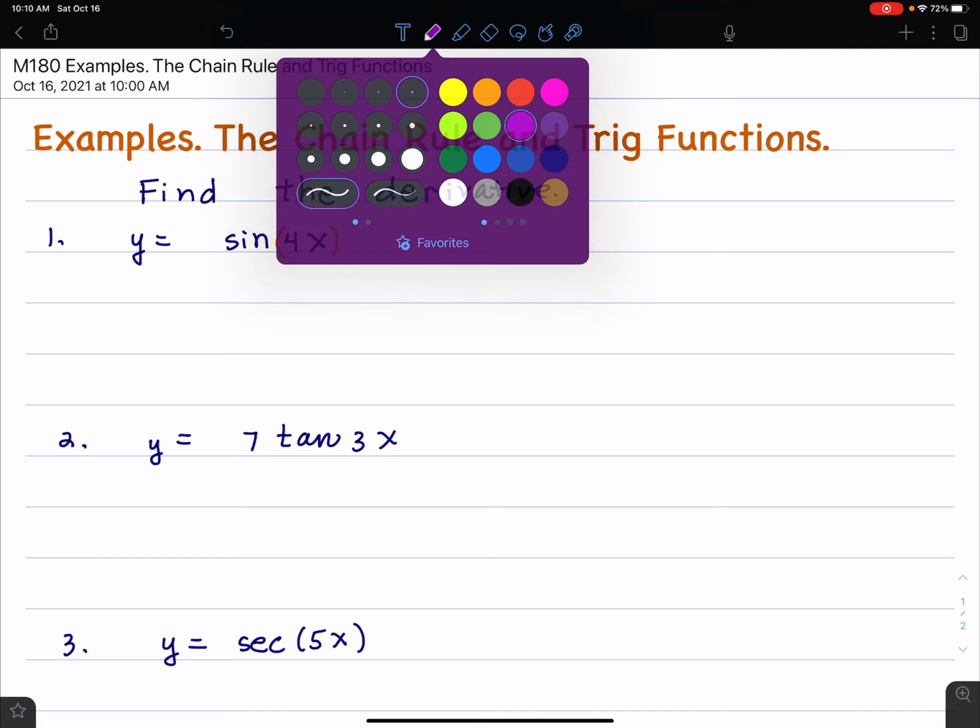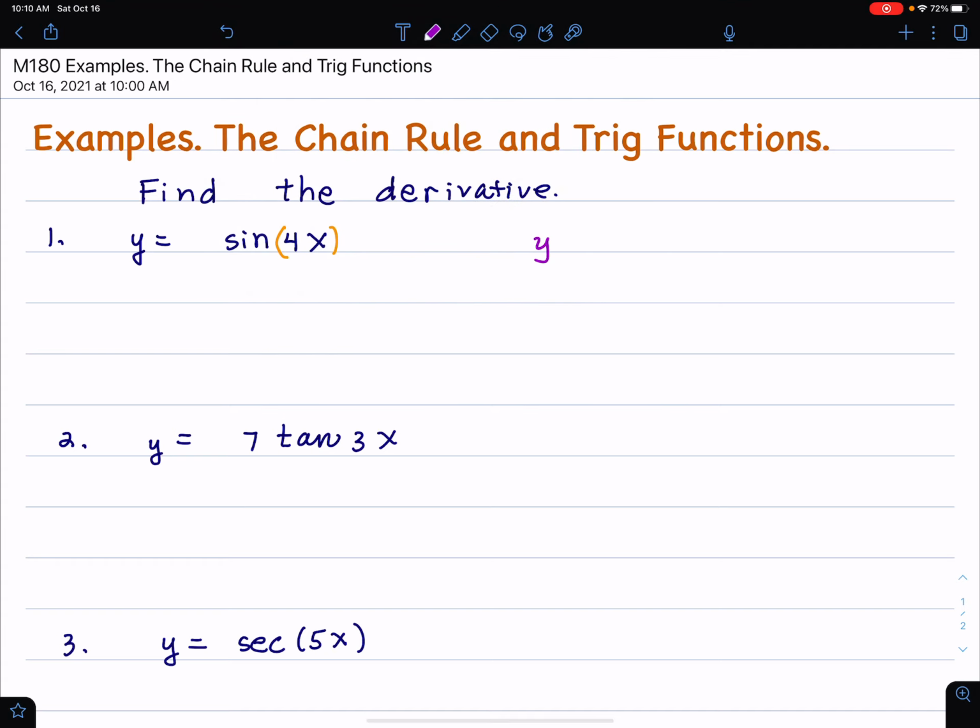Then if I want, I can write on the side of the paper y equals sine of u, and u equals 4x. The way the chain rule works is that the derivative of y is equal to the derivative of sine u. Now we have to remember the derivative of sine u is cosine u. So we take the derivative of that outside function, and we get cosine u, and then we multiply by the derivative of u. So you multiply by the derivative of the inside function.